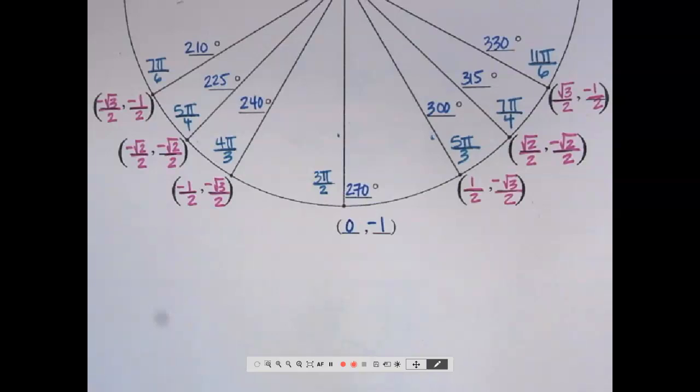Second quadrant, the x is negative. Third quadrant, both are negative. Fourth quadrant, the y's are negative. Make sure you've got the negatives and positives correct. Any questions on those ordered pairs?